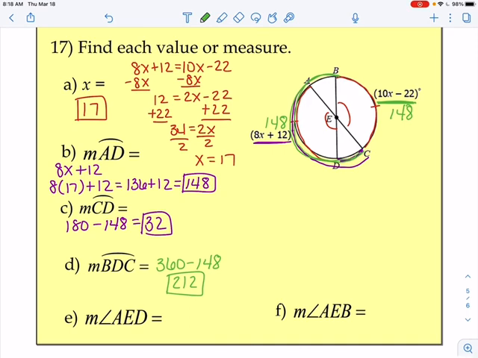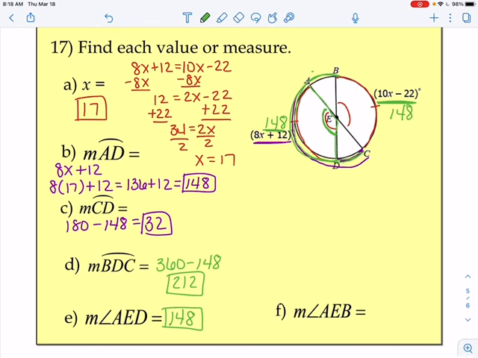The measure of angle AED. AED is this arc right here that now has the green arc through it. If I go to the arc that it intercepts, it's the one that was labeled 148. And a central angle and its intercepted arc are congruent. So the measure of angle AED is 148.